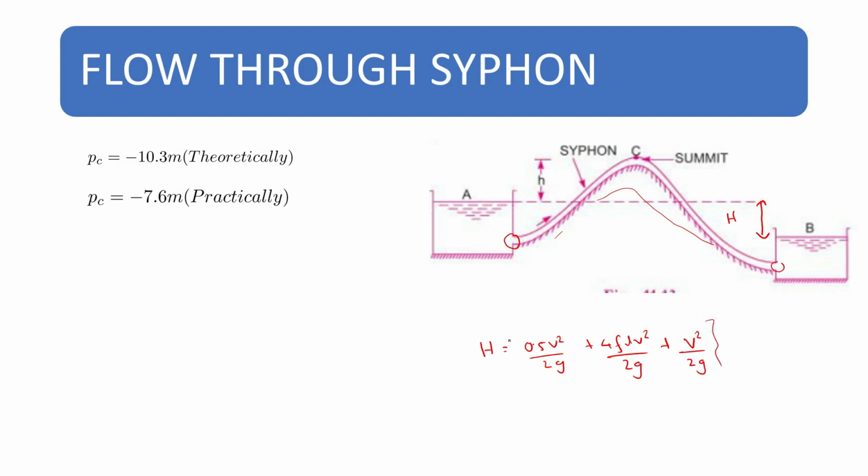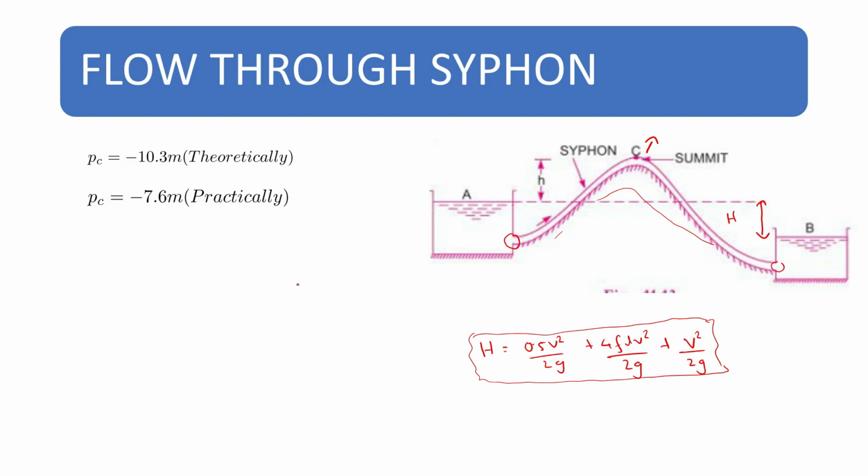So this is the total loss. So this will be equal to the difference in head, h. So you can calculate the velocity here. But the problem occurs at the summit.